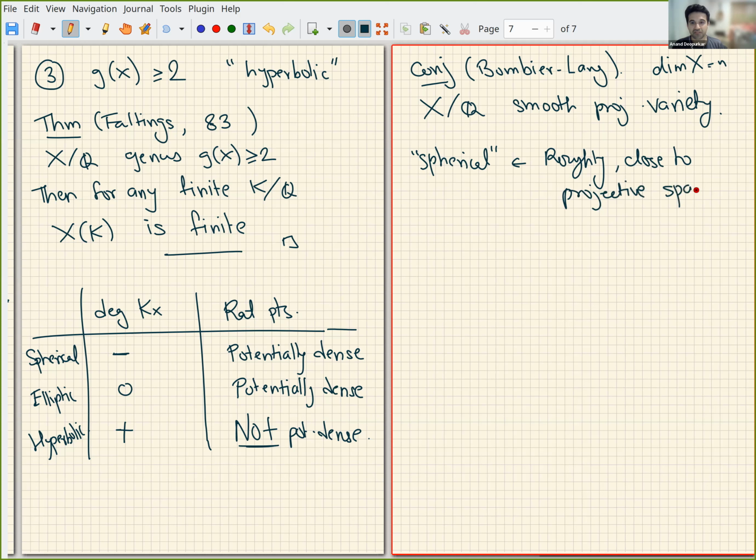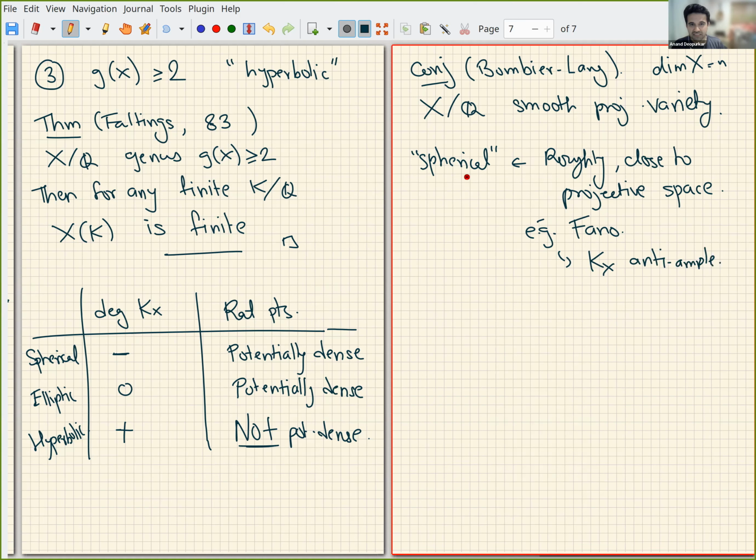So it may be birational to projective space. Okay, in that case, obviously it has infinitely many points. Or it could have just a dominant map from projective space, then it also has infinitely many points. It could be something even weaker, sometimes called a Fano variety. So for example, Fano, which is an analog of the negativity of the canonical bundle. So here it means that the canonical bundle is anti-ample. Okay.